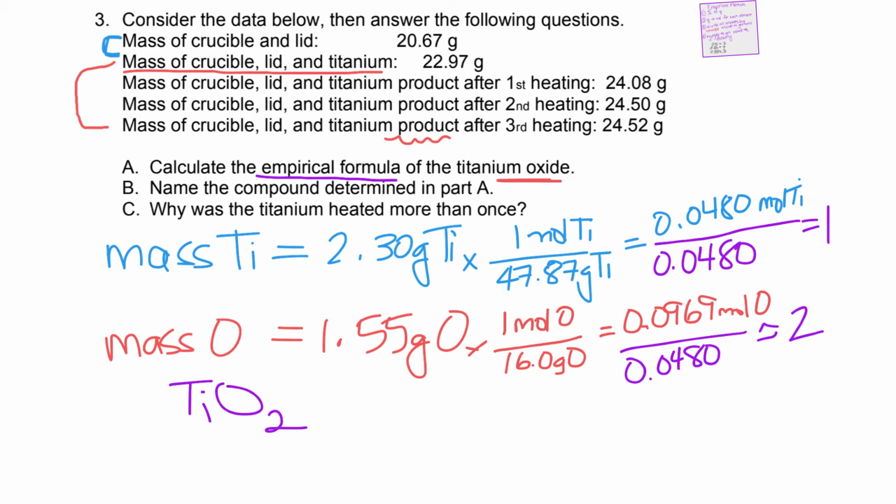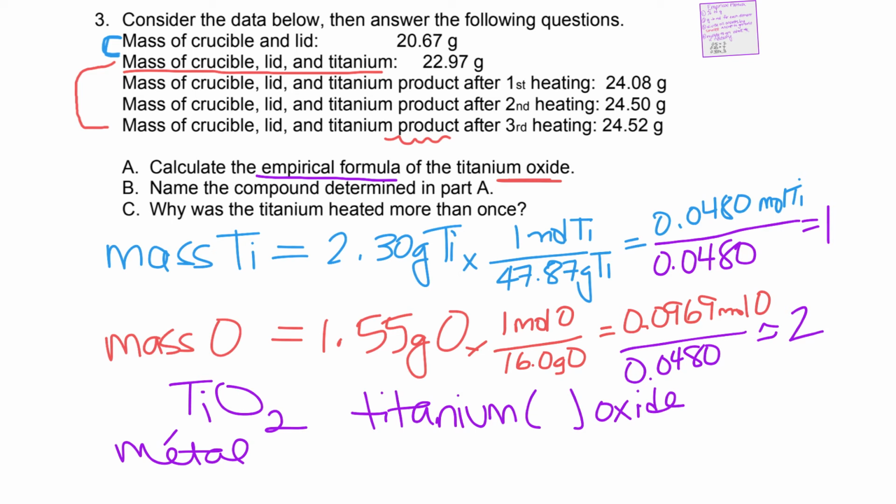And then in part B, it says name the compound. Now, since this is a metal with a non-metal, we would not employ prefixes. Instead, we would say titanium. Because titanium has a variable charge, it's a transition metal, we have to show that charge in parentheses in Roman numerals, but let's name the anion. So the anion is oxide.